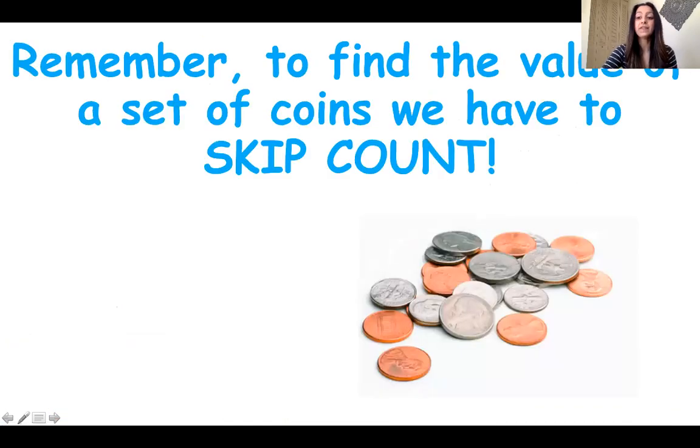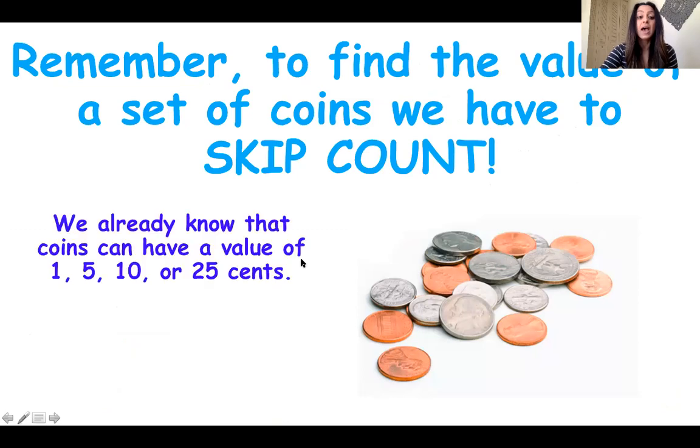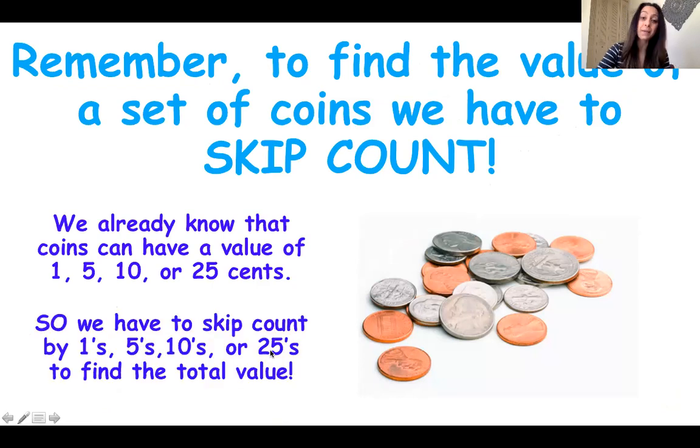Now remember, to find the value of a set of coins, we have to skip count. We already know that coins have a value of 1 cent if they're a penny, 5 cents if they're a nickel, 10 cents if they're a dime, and now 25 cents if it's a quarter. So it only makes sense that when we skip count, we're either going to count by 1s, 5s, 10s, or 25s.